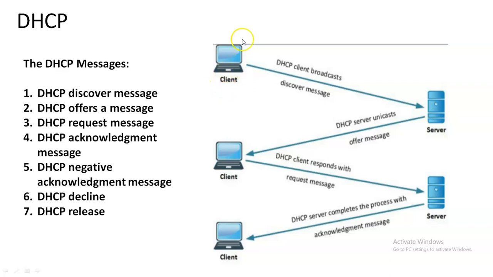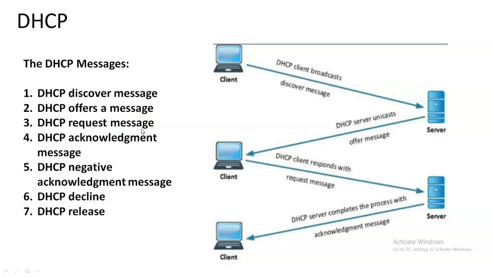So at the beginning, your client will be there. The client wants to get an IP address from the server. It will be discovering the server for it. So that is your DHCP discover message. Once it has discovered, the server will give an offer message to the client. So after the offer message, the client will give a request message.